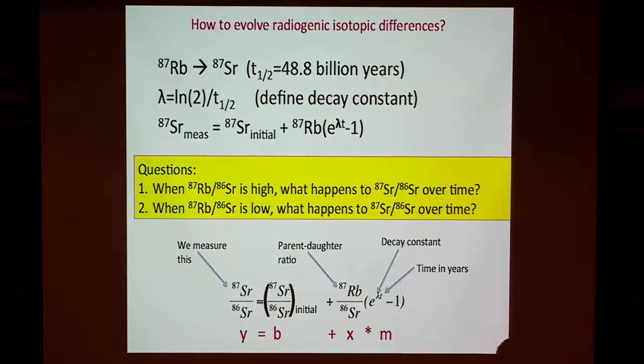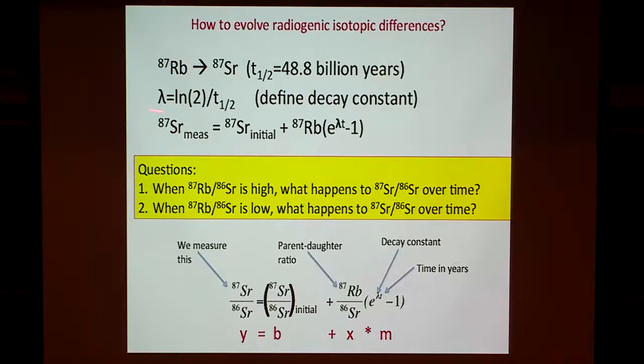Okay, so let's look at the rubidium strontium system. 87 rubidium decays to 87 strontium. The half-life is about 50 billion years. So let's think of this in terms of decay constant. What's the relationship between half-life and decay constant? Really easy: the natural log of 2 divided by the half-life in years. Okay, so let's see how rubidium-87 generates 87 strontium with time.